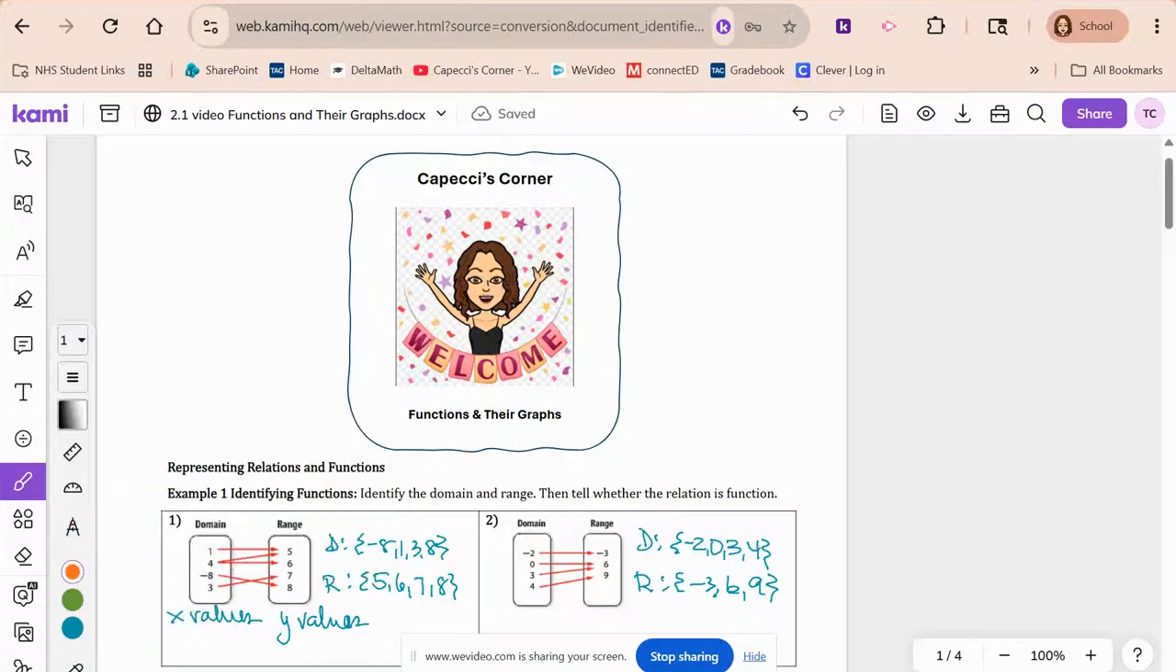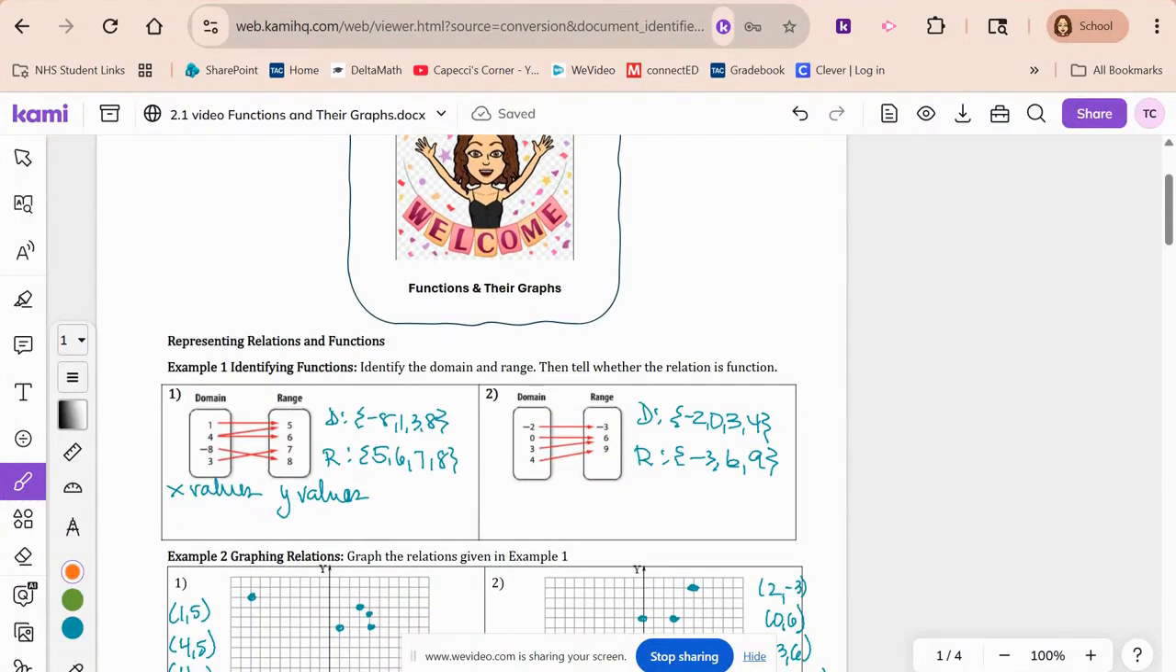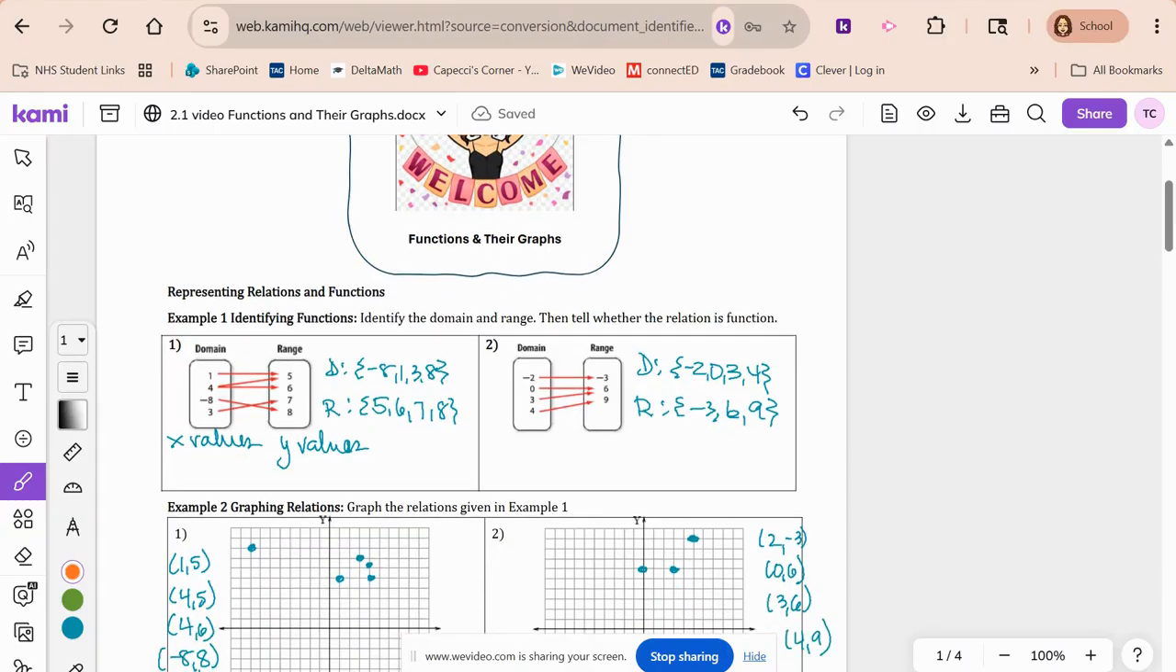Today in Capeggi's Corner, we're going to look at functions and their graphs. So the first thing we're going to look at is identifying the function. Remember, when we have this sort of mapping, my domain is my x values, my range is my y values. Now, we want to make sure also to decide whether it's a function or not.